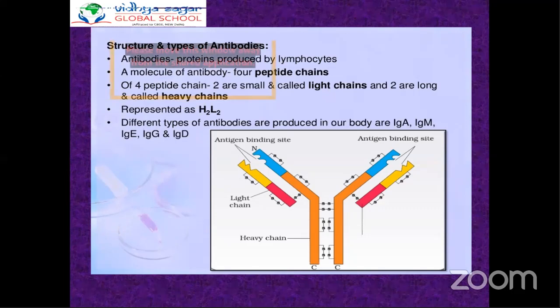Different antibodies, as I already said, produced in our body are IgA, IgM, IgE, IgG, and IgD. These are the different types of antibodies produced in our body. Here you can see the antibody structure. In the Y-shaped structure of the antibody, the antigen binding sites are there. You can see the black SS, which are disulfide bonds connecting the heavy chains and the light chains. We have an antigen binding site at both corners of the antibody. There only the antigen will come and bind. Okay, any doubts?